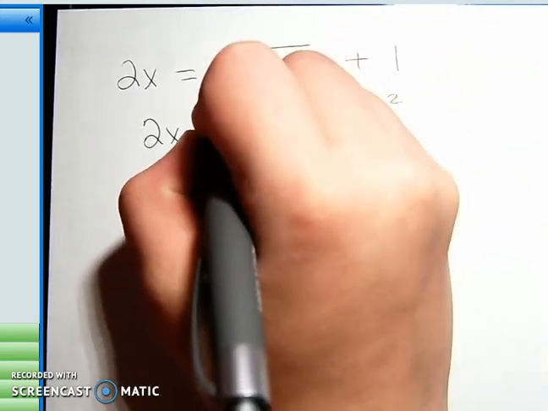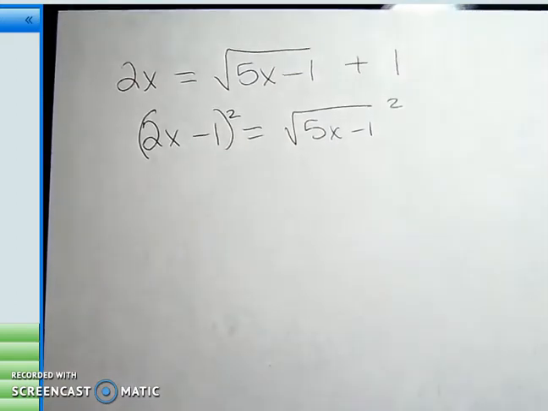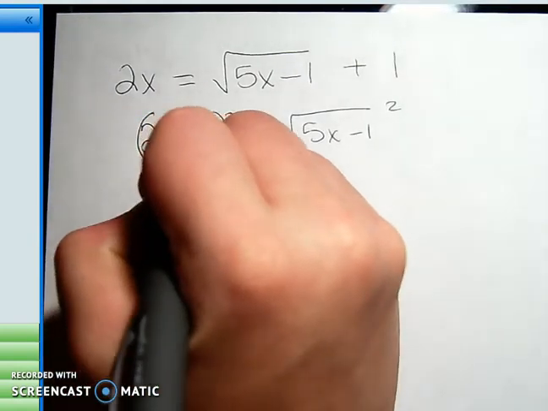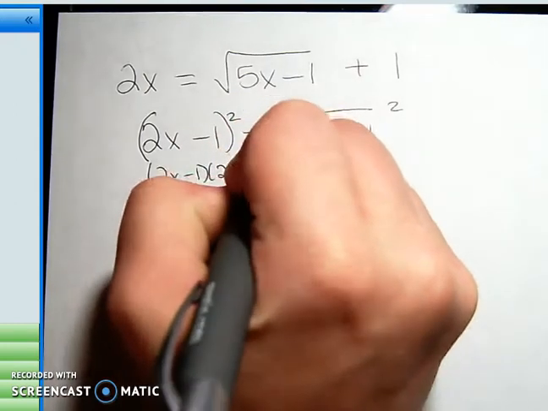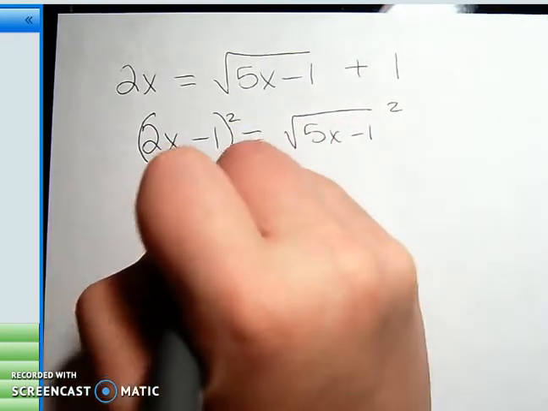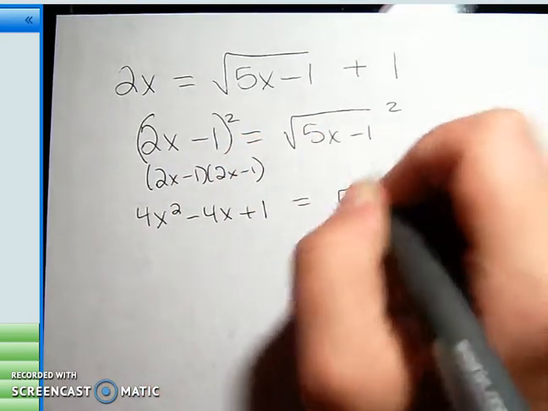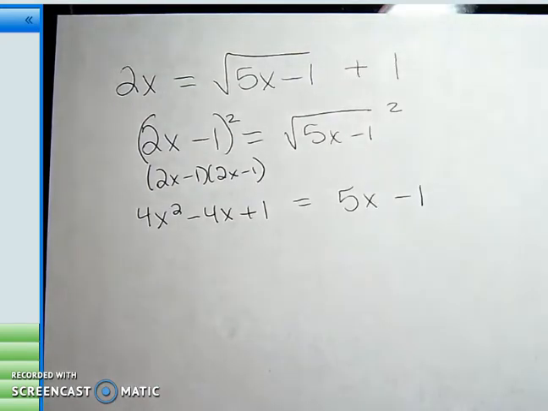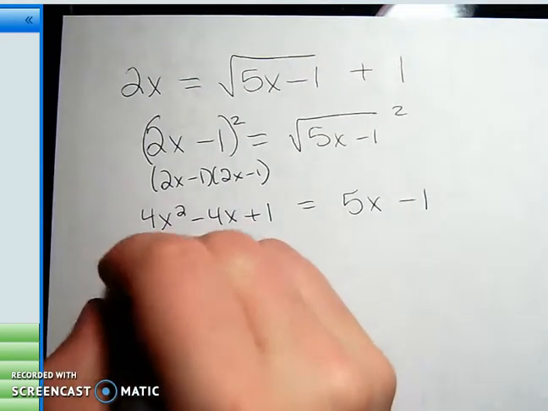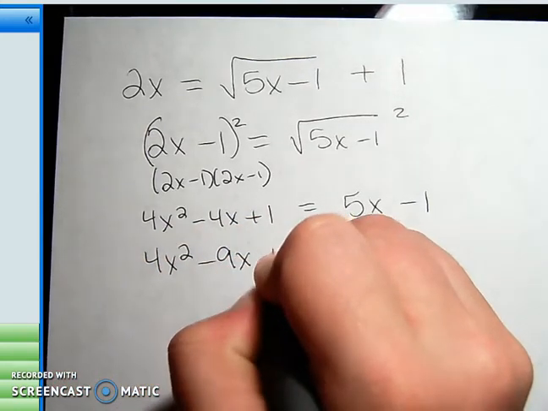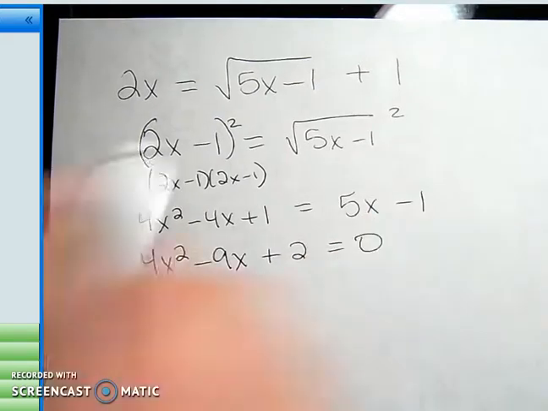square both sides. But when you square this left side, you no longer are just squaring each individual piece, rather you are multiplying 2x minus 1 times 2x minus 1. This gives us 4x squared minus 4x plus 1 equals 5x minus 1, because the radical and the square cancel. Then we get everything on one side. So this would be 4x squared minus 9x plus 2 is 0. And it gives us a quadratic equation.